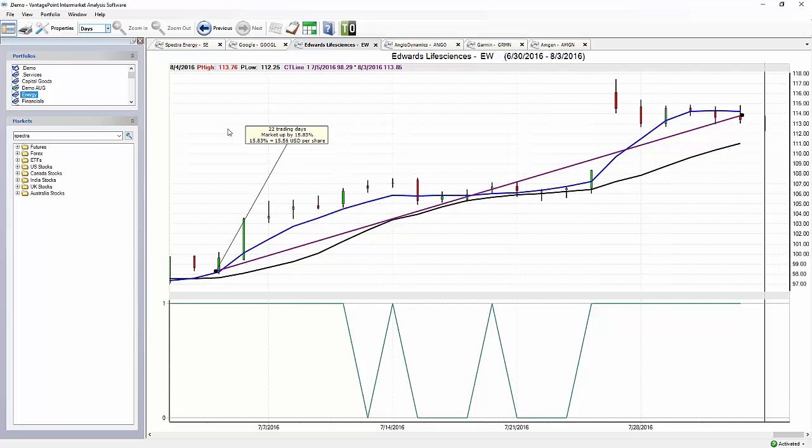Me personally, I like to think of it as a throttle, right? I want to be heavier on those positions when the neural index is up at a 1 and my direction is defined, and I'm not going to be as aggressive when the neural index is down at a 0 and tells me to expect some weakness. So that's Edwards Life Science here.